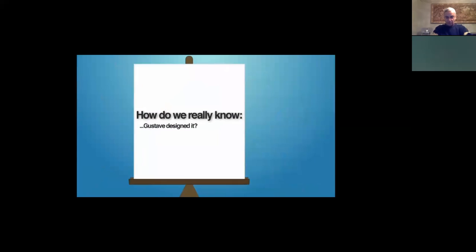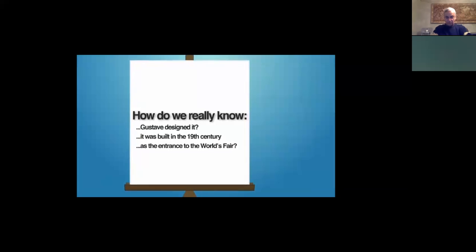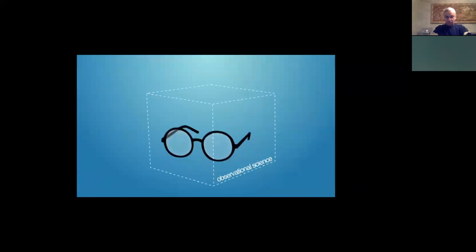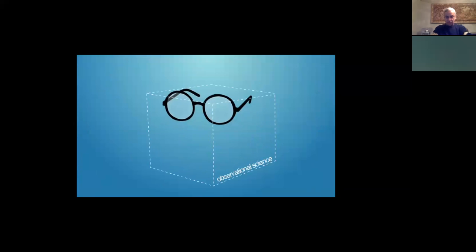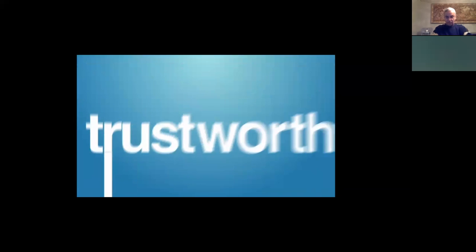How do we really know that Gustave designed it? How do we really know it was built in the 19th century as an entrance to the 1889 World's Fair? How do we really know how many people visited? That's all in the past. It can't be repeated. For that kind of information, we need to go outside the limits of observational science and discover what has been communicated to us through historical documents and eyewitness accounts. And furthermore, we have to believe those eyewitnesses and documents are trustworthy.